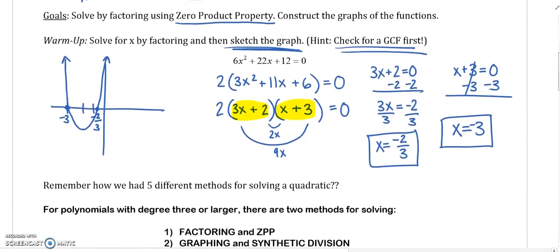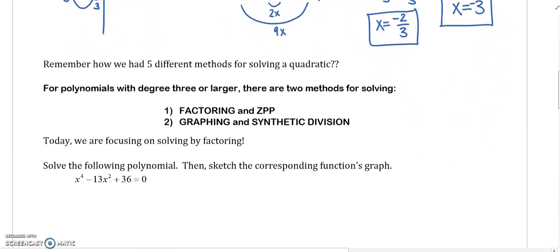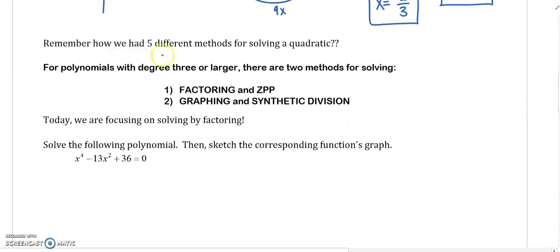Now we're going to transition and use some of the newer methods for factoring to solve a polynomial. Okay, remember how we had 5 different methods for solving a quadratic? We don't have that anymore. For polynomials with degree 3 or larger, there are really only 2 methods for solving: factoring with ZPP, and then graphing and using synthetic division. We're going to focus on number 1 today.